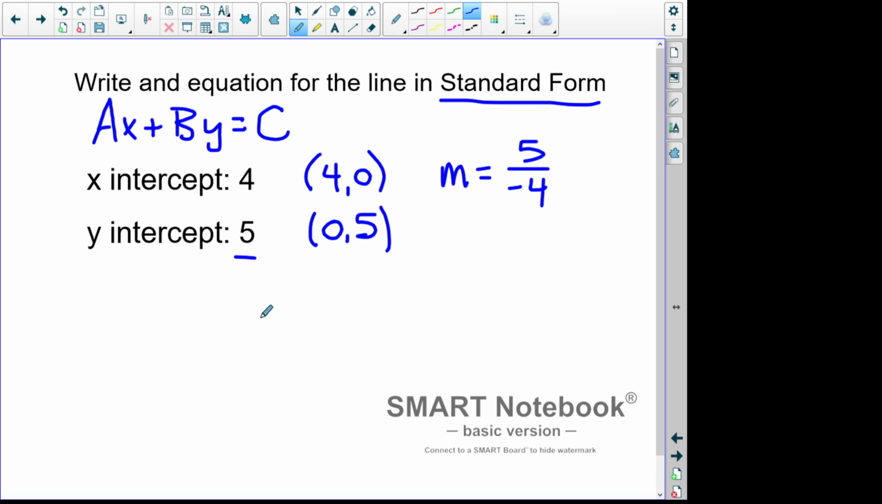But just for the purpose of demonstration, I'm going to show you how to do this with point-slope form. I'm going to go ahead and write this out. I'm going to use this point right here, 4, 0. So I've got y minus y1. My y1 here is 0. So I've got y minus 0 is equal to my slope, which is negative 5/4, times x minus 4.